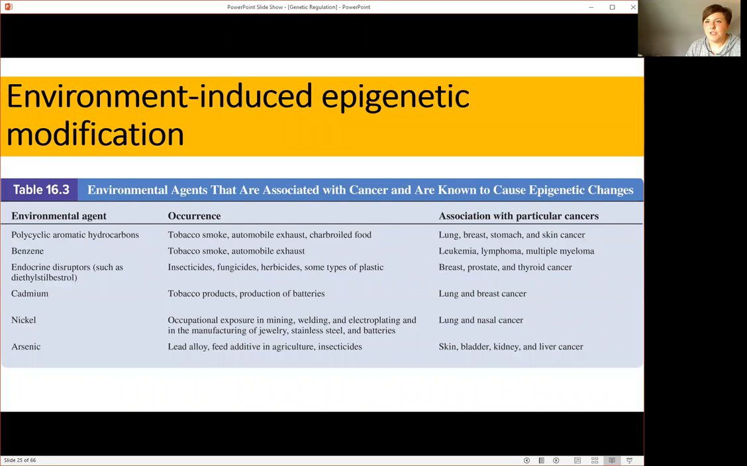While X inactivation is an example of homeostatic epigenetic modification, some epigenetic modifications are benign or downright harmful. Some environmental influences like tobacco or certain plastics, some insecticides, fungicides, herbicides, and sometimes exposure to mining and lead can lead to epigenetic changes that influence the development of certain etiologies of cancer.